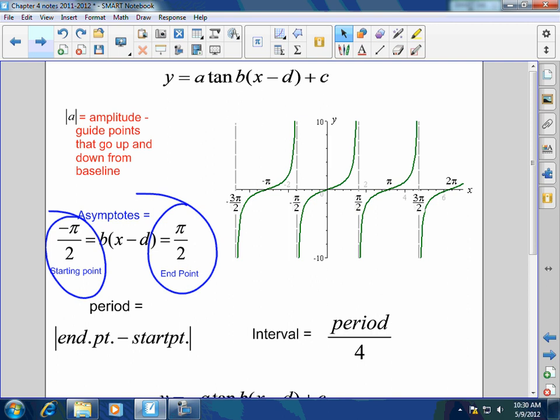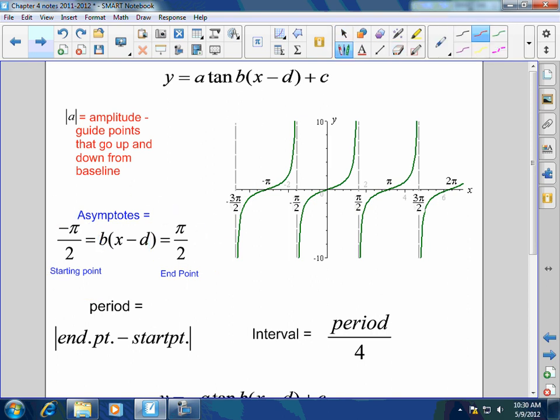You find your asymptotes by setting b times x minus d equal to negative pi over 2, negative 90, or positive 90. If you notice, this is constant every single time. For sine and cosine, you set it to 0 and 360. For the tangent, you set it to negative 90 and 90. This is your starting point. That's your end point. Your period is end point minus starting point. You get your interval by dividing the period by 4.